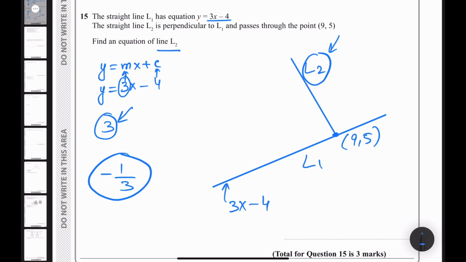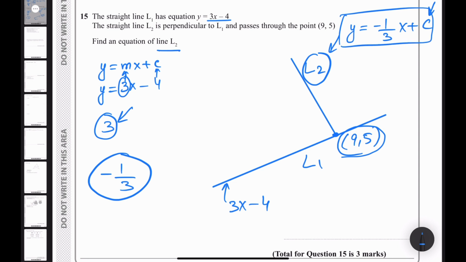Okay. So the equation will become y equals -1 over 3 x plus c. Now the problem is that we have to find out the value of c, the y-intercept. In order to find c, we have to put this point into this equation. Now how can we put it? 9 is the x-coordinate and 5 is the y-coordinate. We'll put 9 and 5 into this equation and work out the value of c.